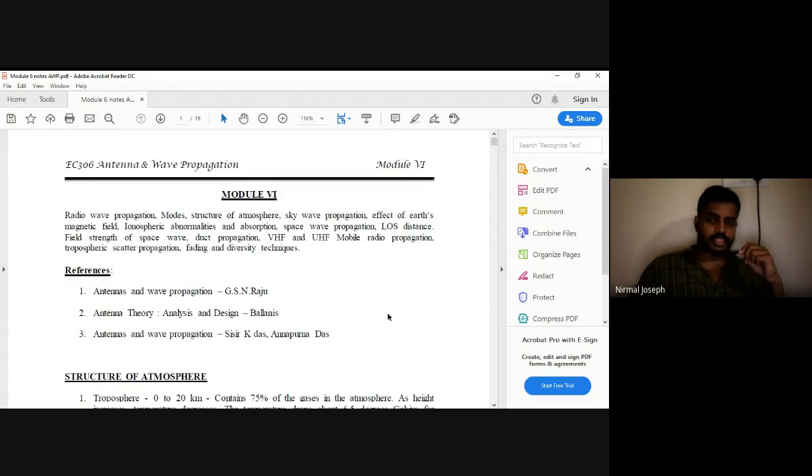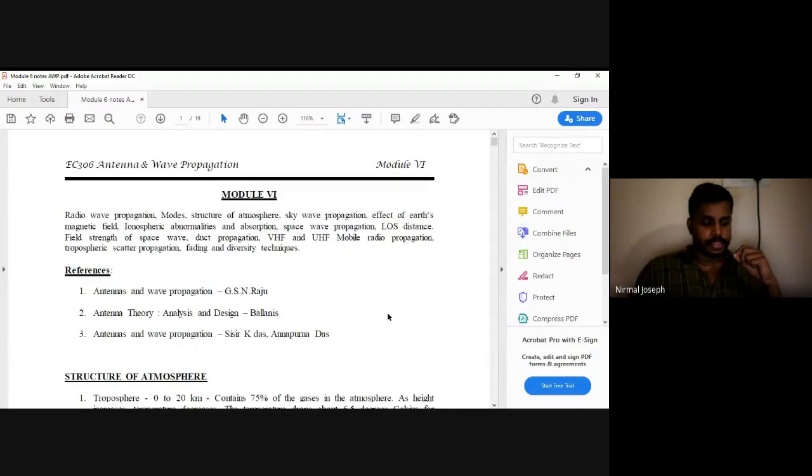If you consider the corresponding wavelengths, for a 30 hertz wave, lambda is c by nu, so it will be around 10,000 kilometers. And what will be the wavelength corresponding to 300 gigahertz? It will be 1 mm. So the wavelength ranges from 10,000 kilometers to 1 mm.